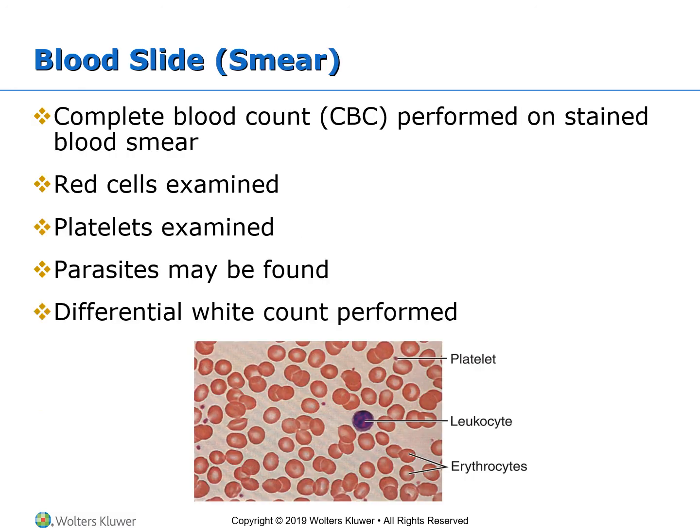When we need to look a little bit more closely into the morphology, the way that the cells look, and the ratio between them, we can do a blood slide smear, and we can observe the red cells in terms of their shape. Platelets and parasites may be identified, and we can even see different shapes and morphologies in the white blood cells.